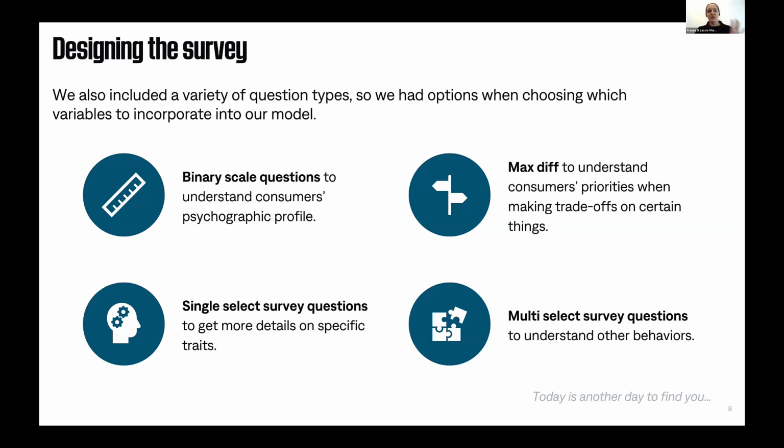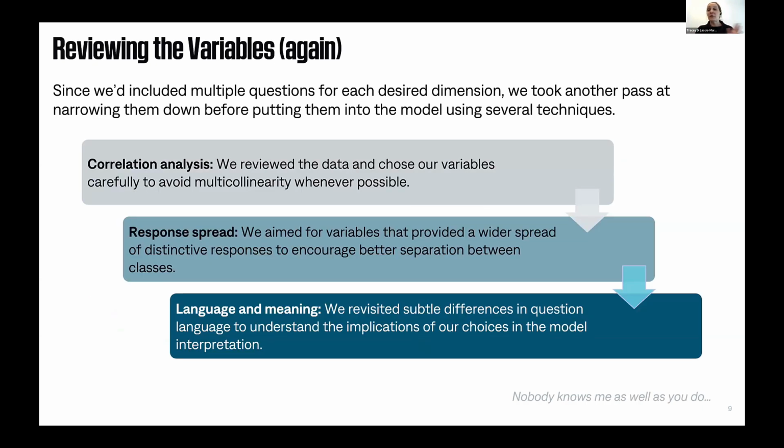Designing the survey, just a lot of different types of questions. Again, binary scale. We did use some max diff, some standard single and multi-select survey questions. Reviewed the variables again. So we went through to look at correlation and response spread. We knew we had sometimes several questions that addressed a single dimension that we wanted to know about. So we had some options to choose from. And so this was a second pass that we took at narrowing down which variables we were actually going to put into the segmentation model itself.